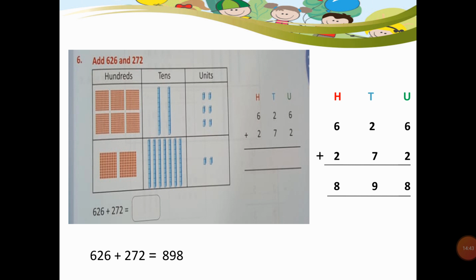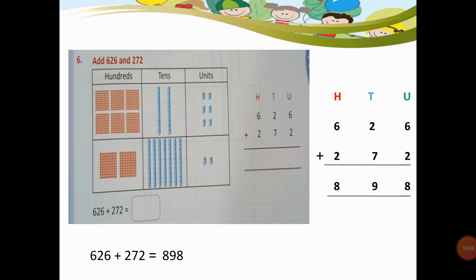Now let's start adding them. We will add the numbers in the units place first. So let's start adding 6 units with 2 units. When we add 6 units with 2 units, that will be equal to 8 units. Then when we add 2 tens with 7 tens, when we combine all of these bars of tens together, the answer will be 9 tens. We will get 9 bars of tens.